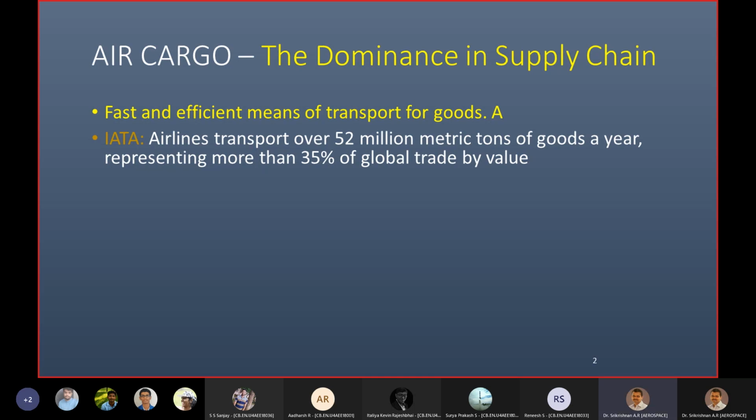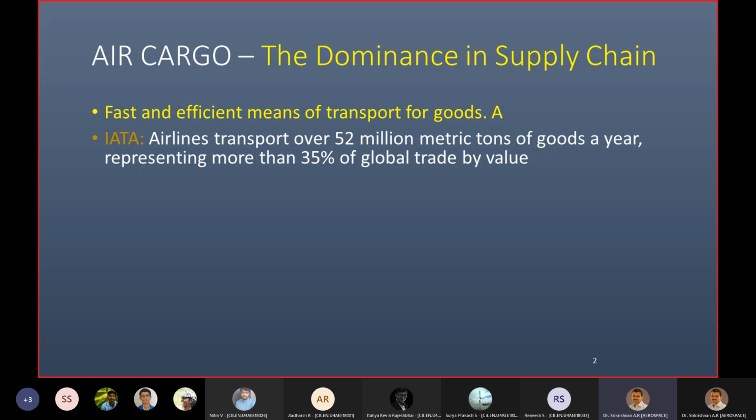Now, I'm just quoting some statistics that are provided by IATA. It's a relatively recent update on the fraction of cargo that is being transported by air. I'm just reading out from the statistics that they have put. Airlines transport over 52 million metric tons of goods every year, representing more than 35% of global trade by value. That's important. 35% of global trade by value, which is a very significant fraction. That is more than 1/3 by value.